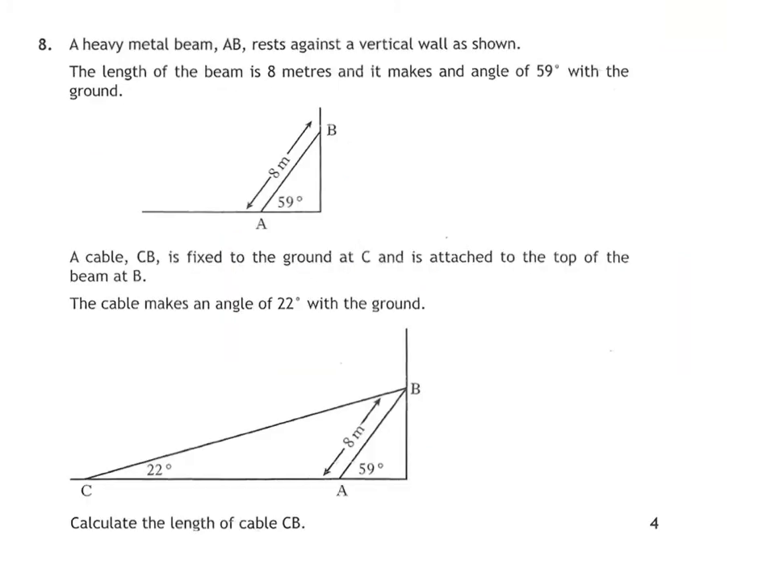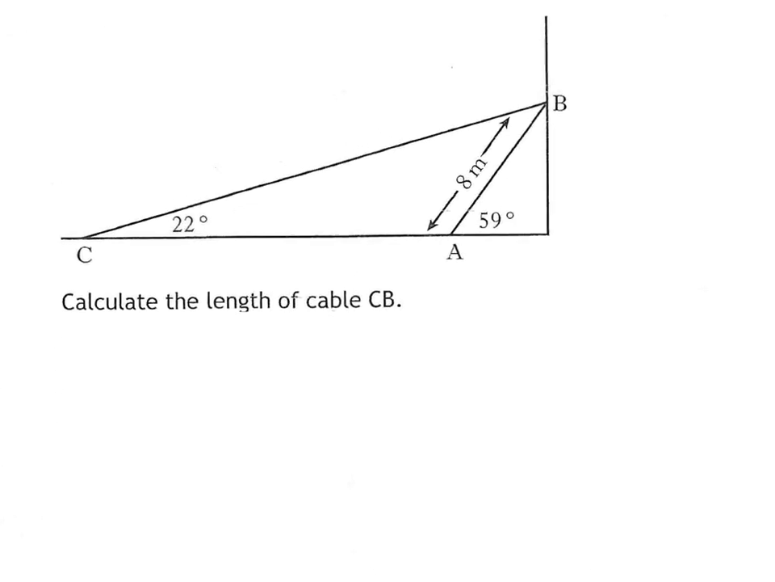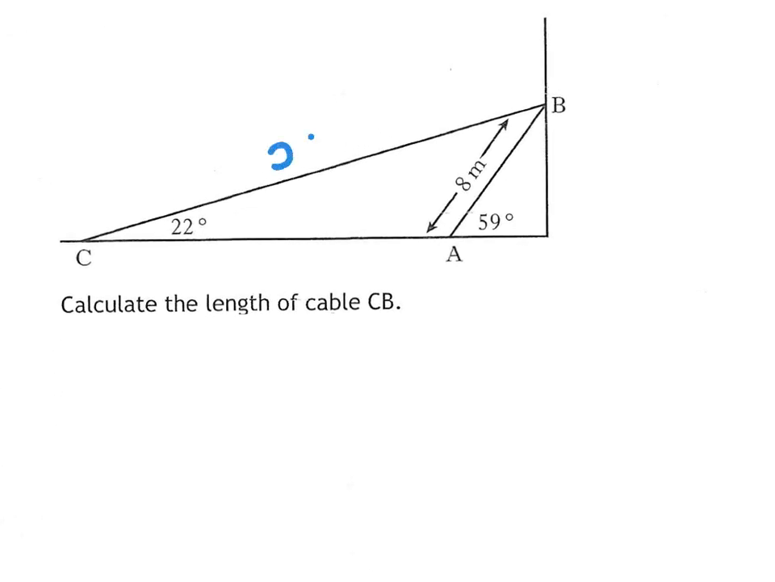Okay, so what we have is a beam resting against a wall, and then they've put in a cable, and they've made this lovely diagram, and they've asked us to work out CB. So this is what we're after. At first glance, I thought this was a double sine rule question, but double sine rule would normally ask you for maybe this bit here and say the height of two buildings, but it doesn't, so it's not a double sine rule question as I first thought.